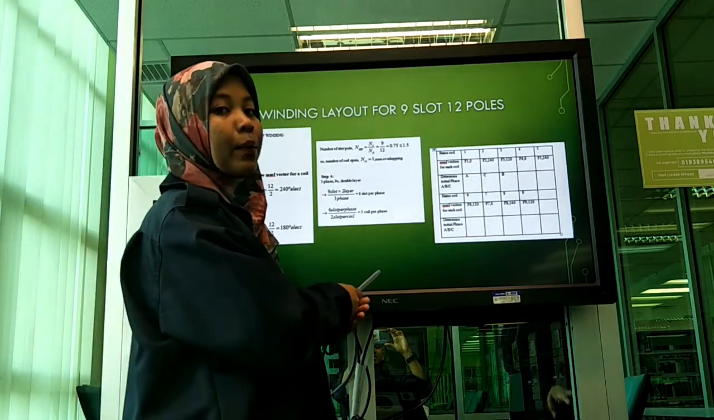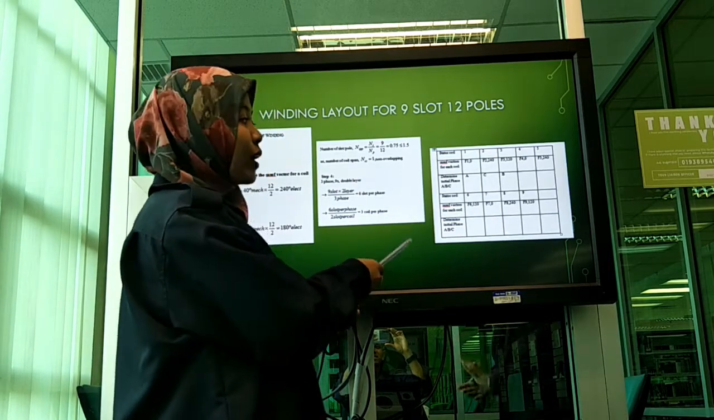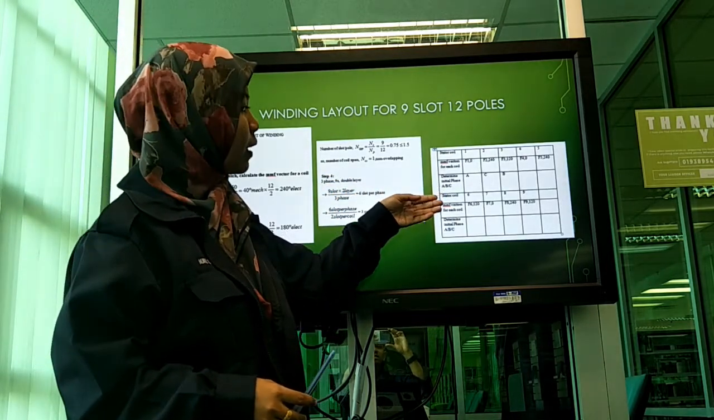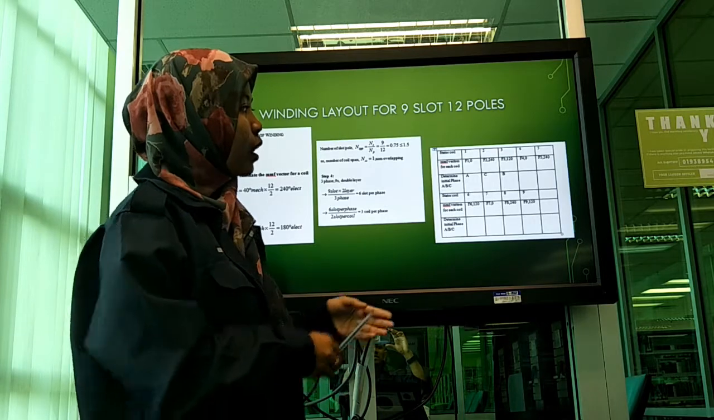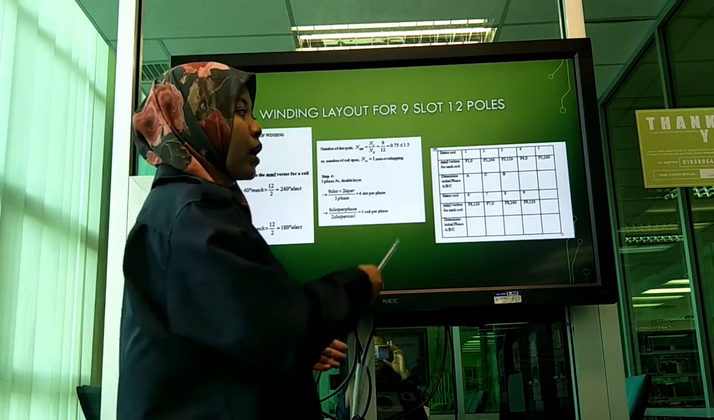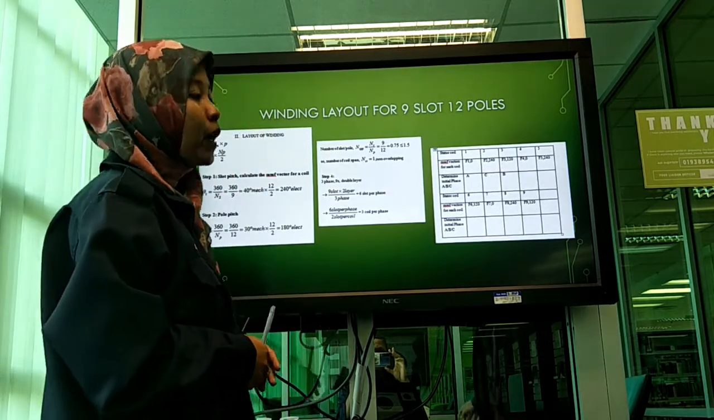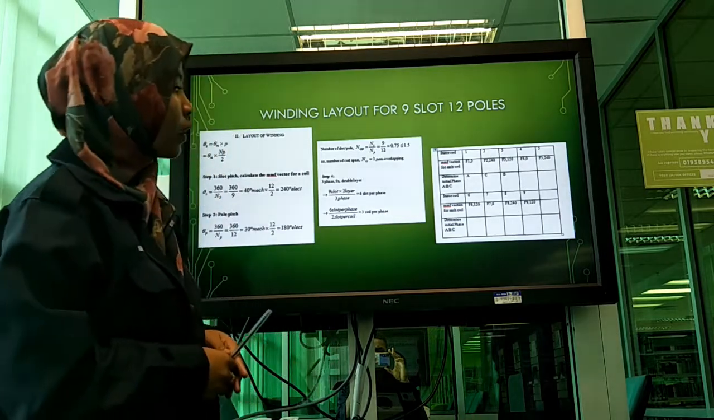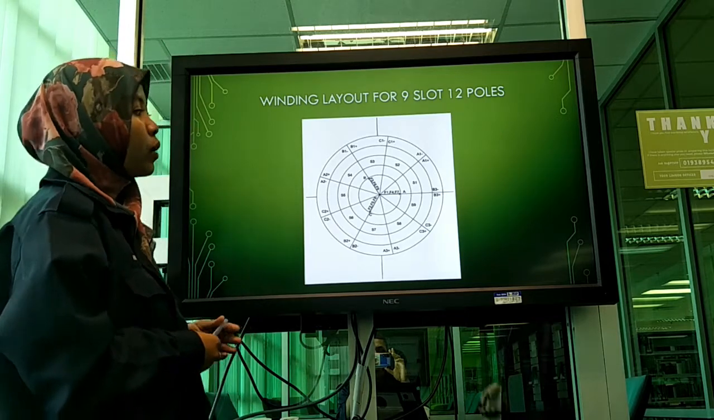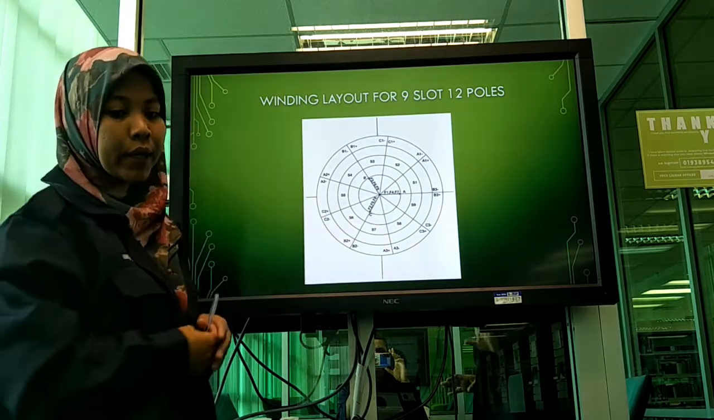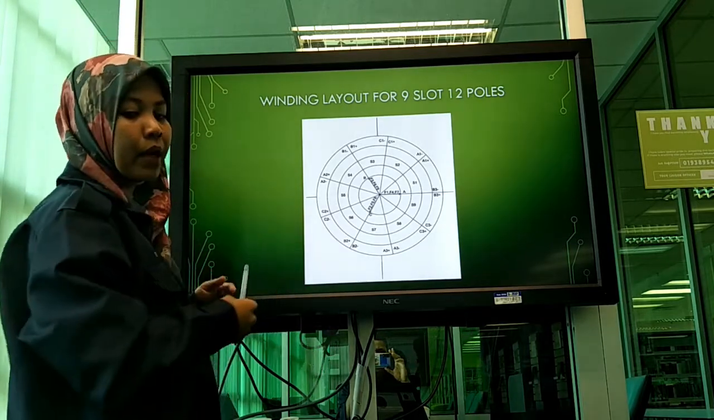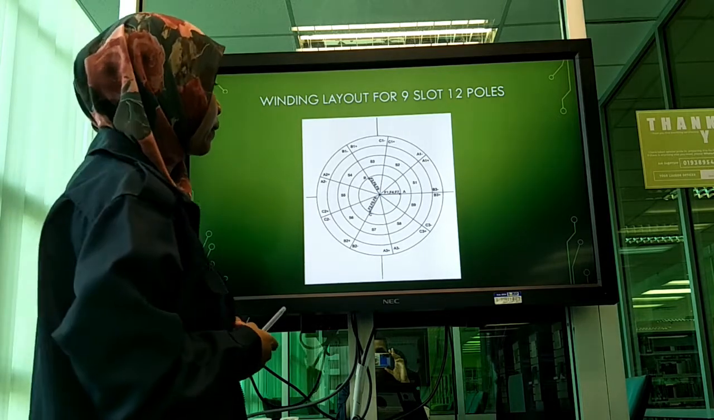The table will summarize the MMF factor for each coil. For phase A, we got F1 and 0 degrees. For phase B, we got F3 and 120 degrees. And for phase C, we got F2 and 240 degrees. This is our winding layout for 9 slots and 12 poles. We got 9 slots and 1 slot consists of 40 degrees. And this one MMF will consist of 240 degrees.